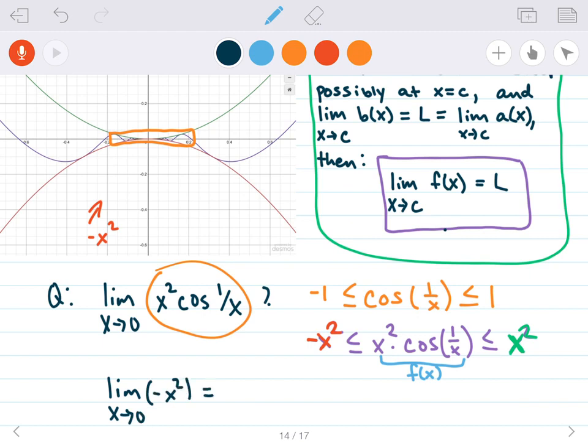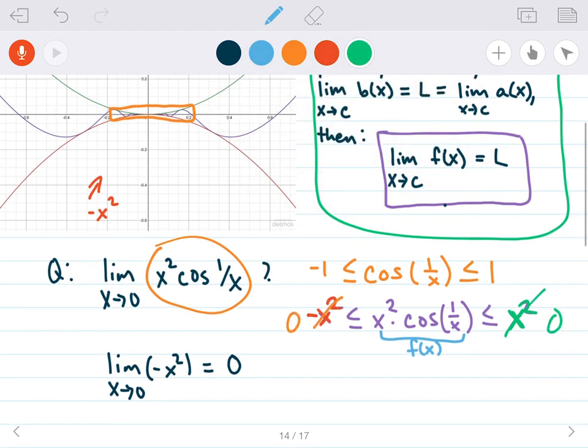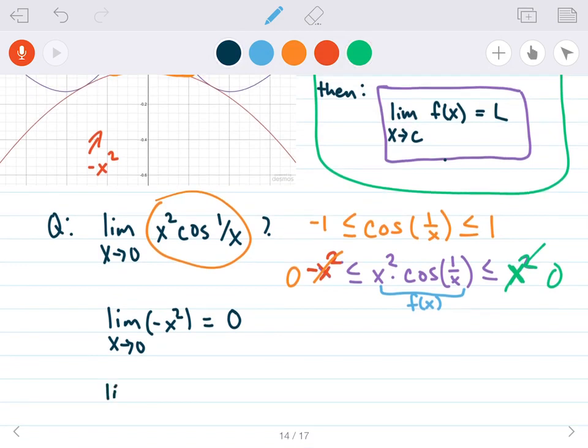Well, that's going to just be 0, right? It's continuous. We just plug in 0. So this guy is 0. And same thing for this guy. The limit as x goes to 0 of positive x squared is also going to be 0.